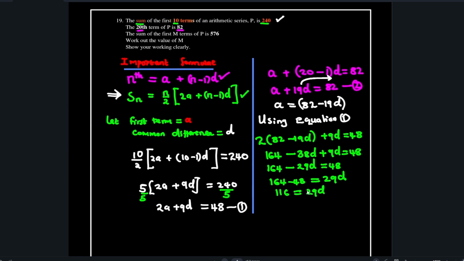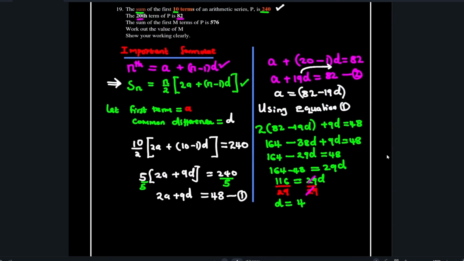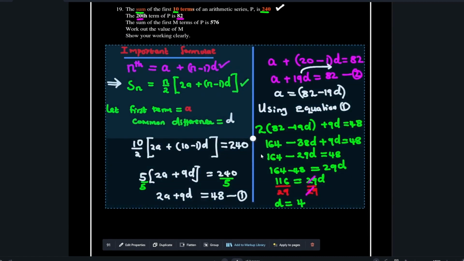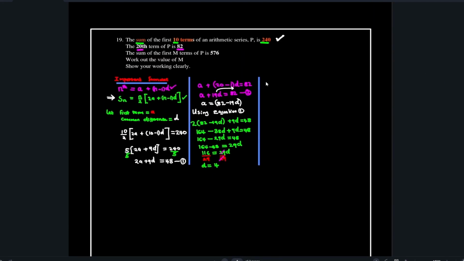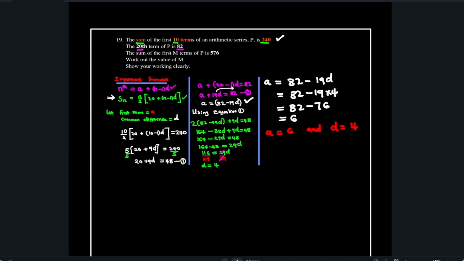Then this translates to 116 divided by 29. Our d is going to be 4. Let me just confirm: 116 divided by 29 is actually 4. Now, once we have d, the common difference, we can use this part here, a equals 82 minus 19d, and substitute the value of d, which is 4, to find our a, and that's going to be 6. So we have common difference as 4 and first term as 6.